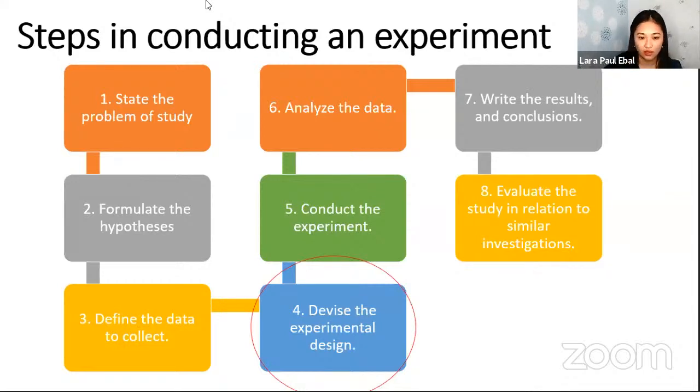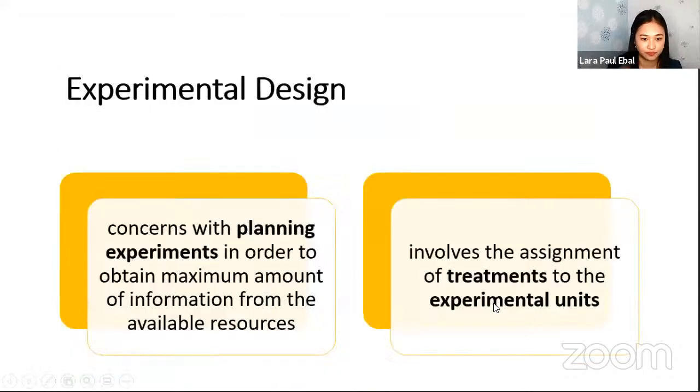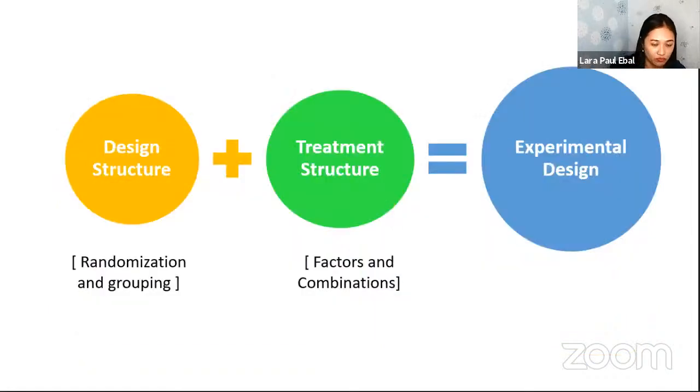Okay, so next, again, experimental design is concerned with planning experiments in order to obtain the maximum amount of information from available resources. So we need to have a good plan of our experiments to maximize your response. And it involves the assignment of treatments to the experimental units. So I think you already know that we have to randomize; we have randomization of treatments.